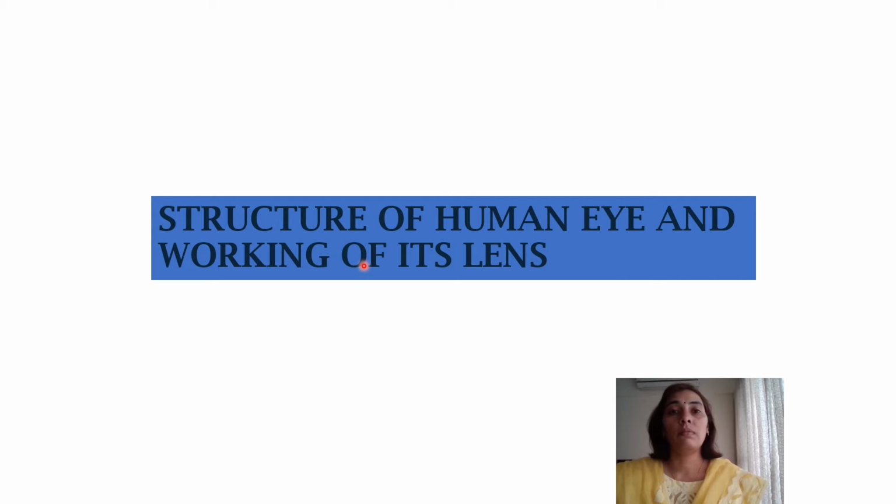Apart from the biconvex lens, there are several other important parts of the eye which play a very vital role in the vision that we have. So today we are going to learn the structure, the various parts of the human eye, and then we will see how the functioning of the human eye takes place.